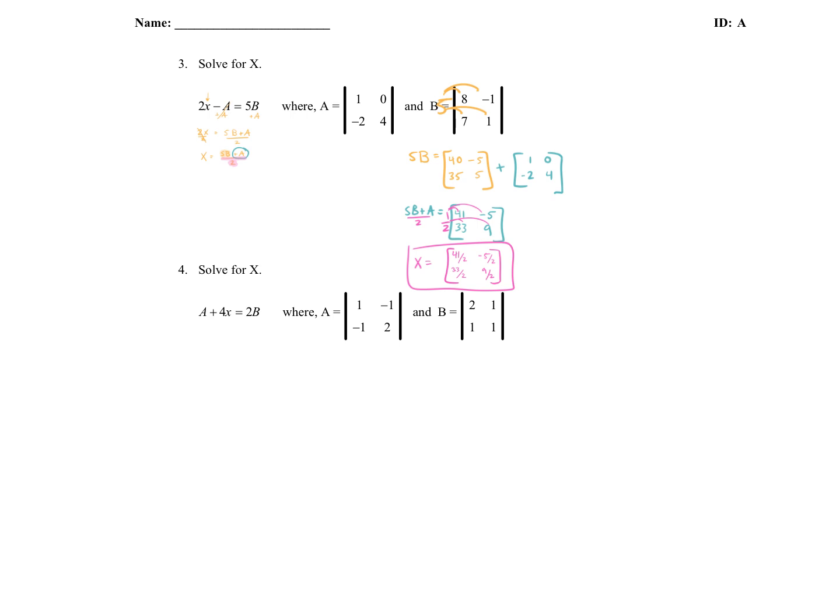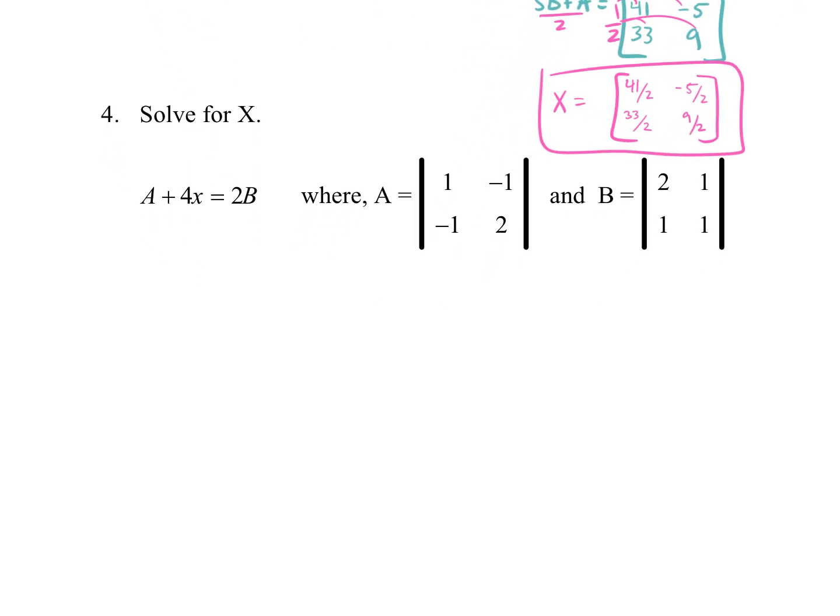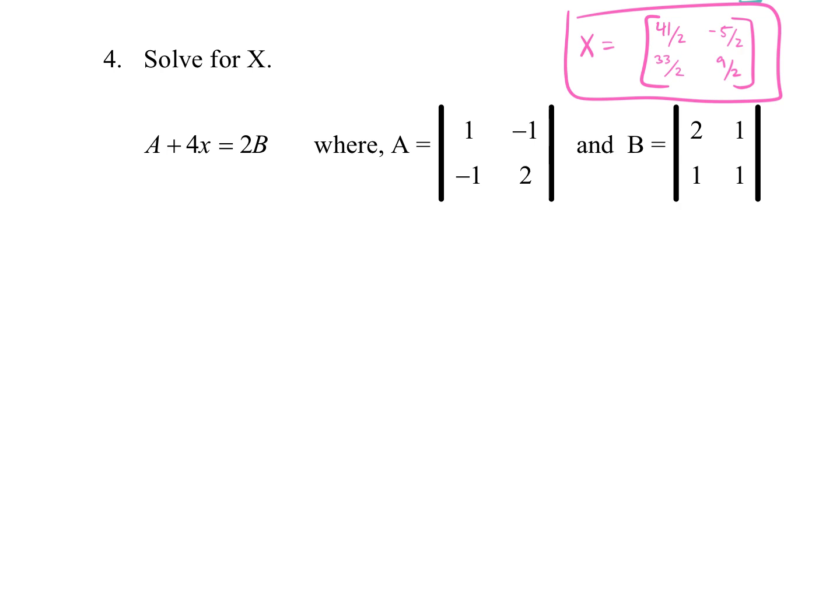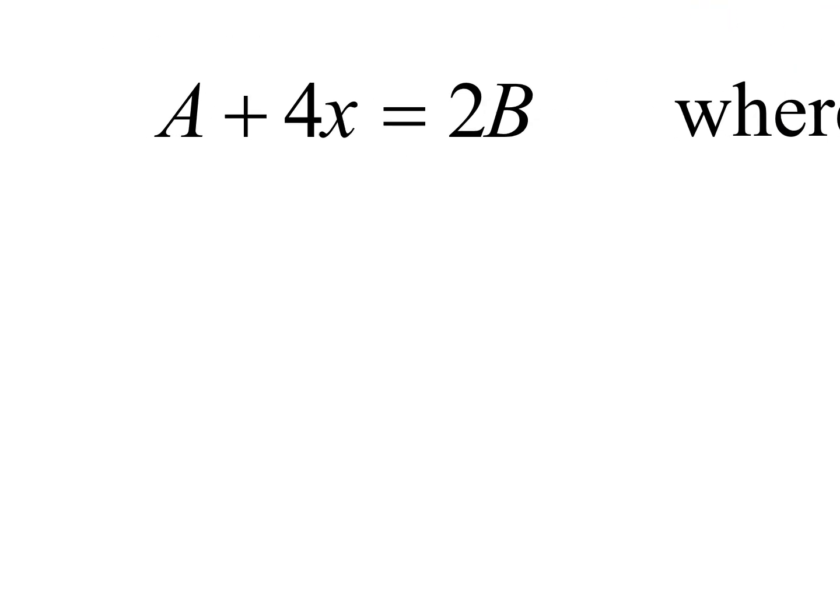Next, let's look at 4. So here we have matrices and we want to solve for x. So first thing we want to do is solve for x in our original equation here, in the equation that we're given. Then we can plug in our matrices after we find what x is equal to. So what would I do first here to solve for x?